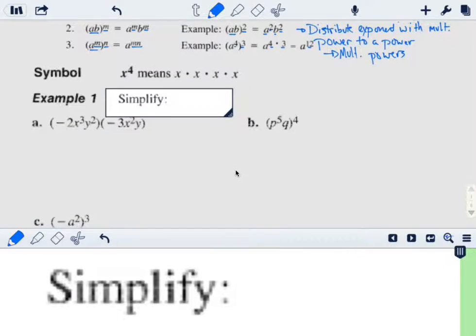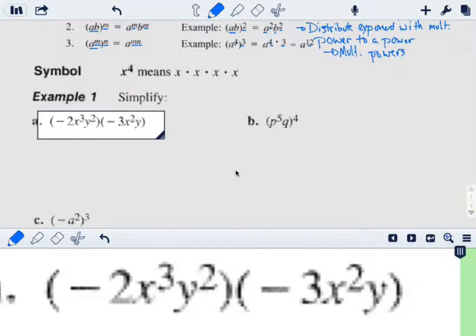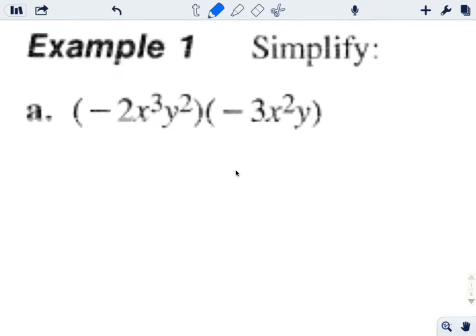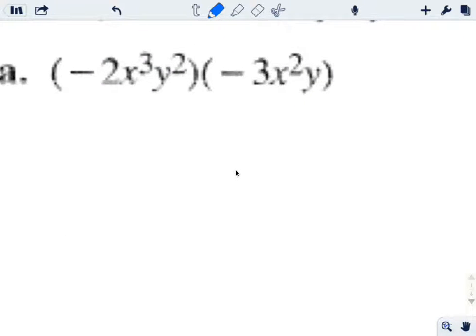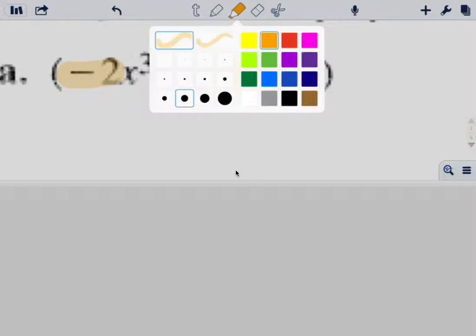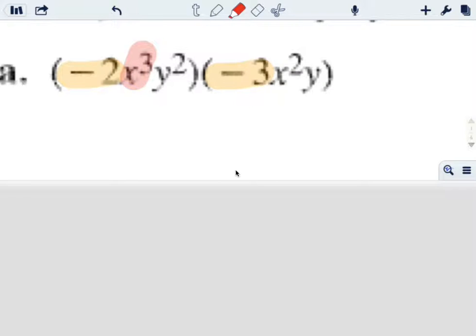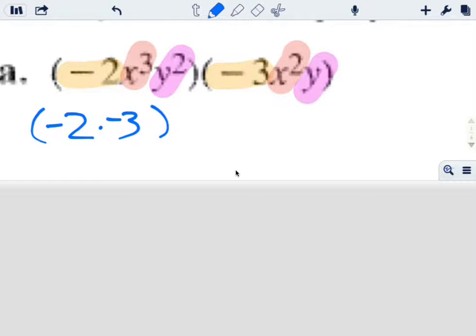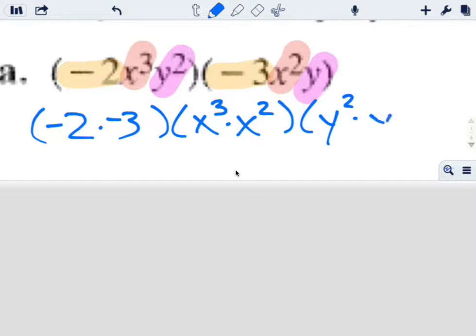Okay, so we got a couple examples, and let's do those examples. I've got negative 2x cubed y squared, times negative 3x squared y. I'm going to take those pieces and just regroup them. Negative 2 and negative 3 go together, x cubed and x squared, y squared and y. So I'm going to rewrite it: negative 2 times negative 3, x cubed times x squared, y squared times y.